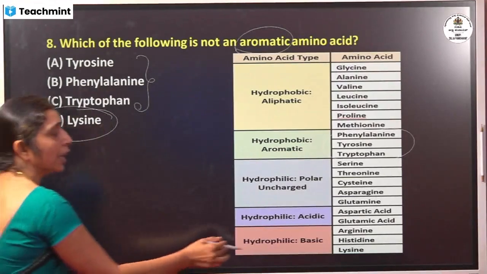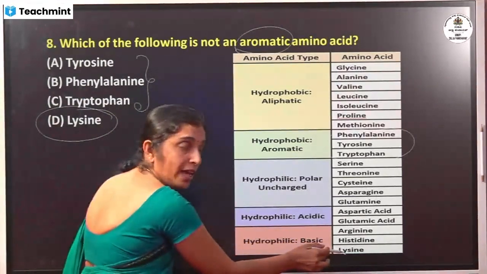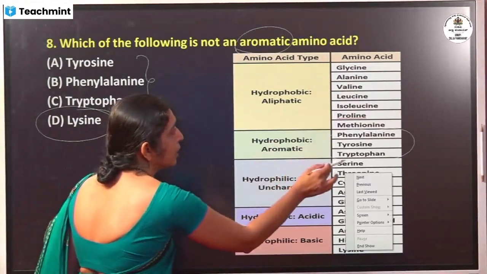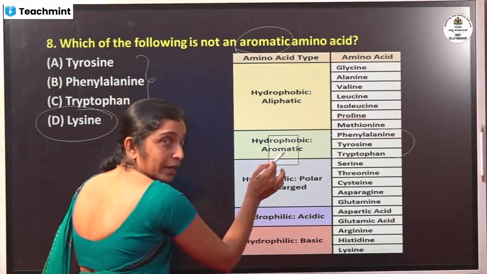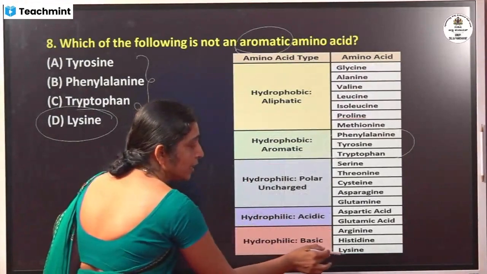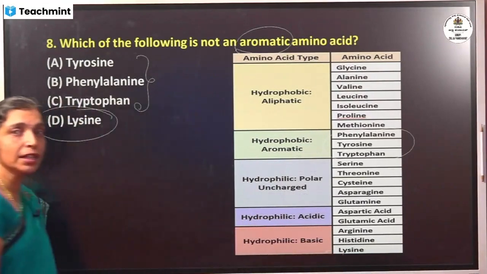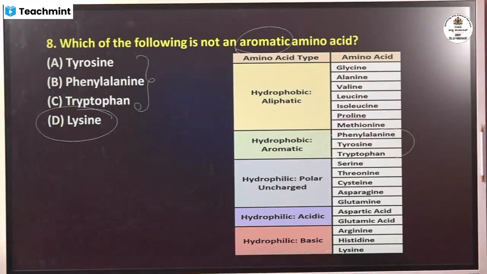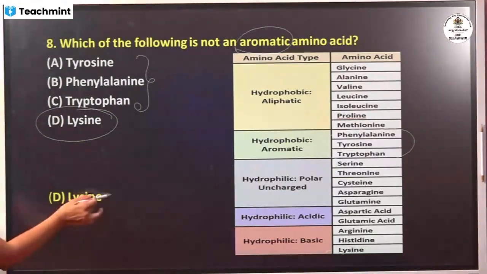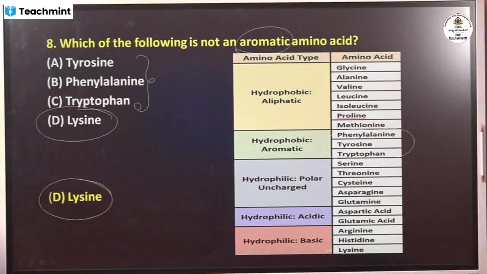Actually, it is a hydrophilic basic amino acid, whereas your aromatic amino acids are hydrophobic aromatic. Lysine is a hydrophilic basic amino acid. So the right answer over here is lysine. So D, lysine, is the right option, which is not an aromatic amino acid.